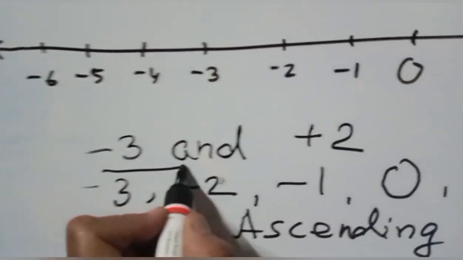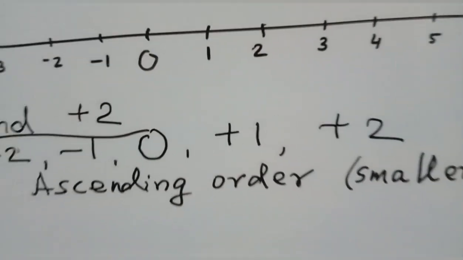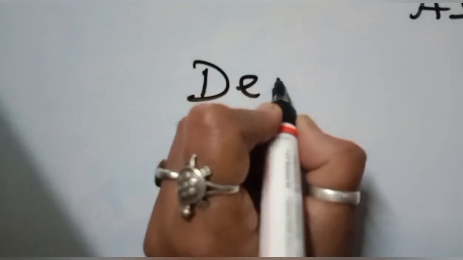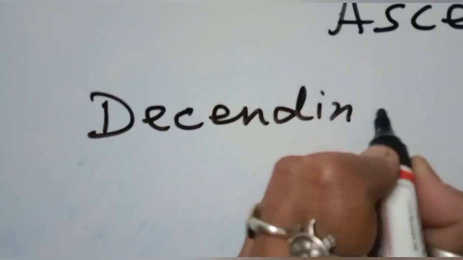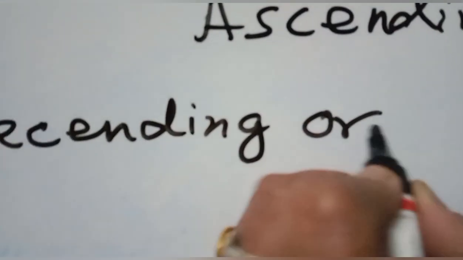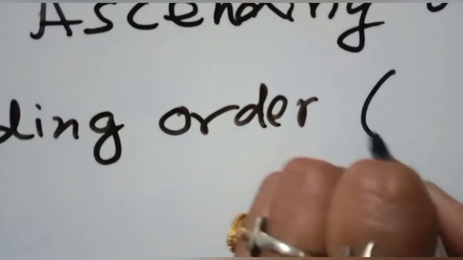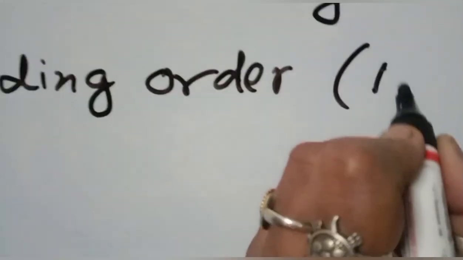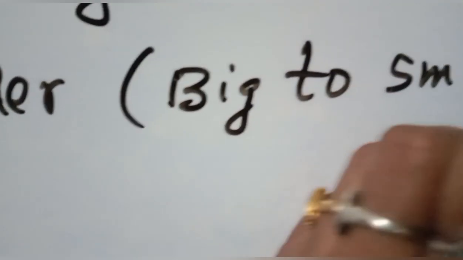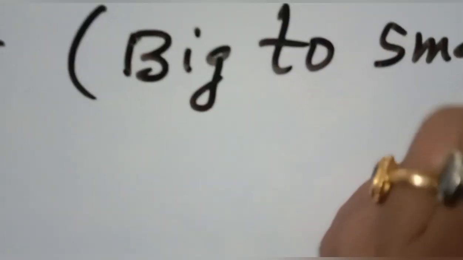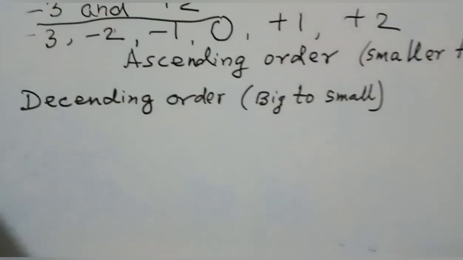So in the same way, I am talking about this particular minus 3 to plus 2. So if I write in descending order, just see. What's the meaning of descending order? Big number to small. Okay, big to small. So descending order means big to small.